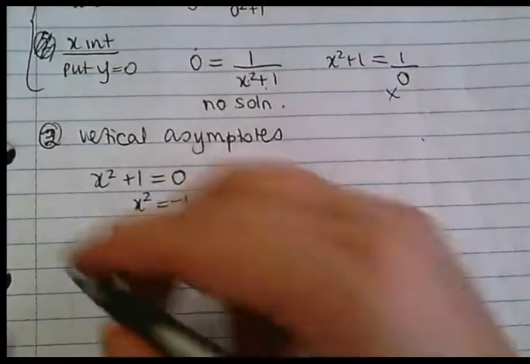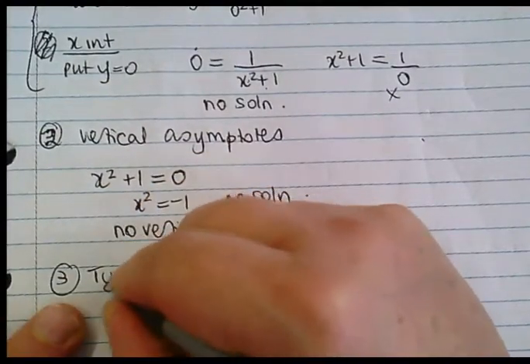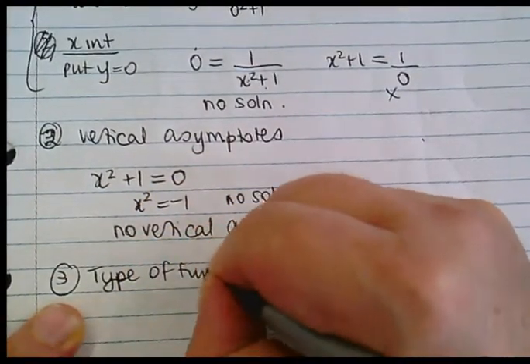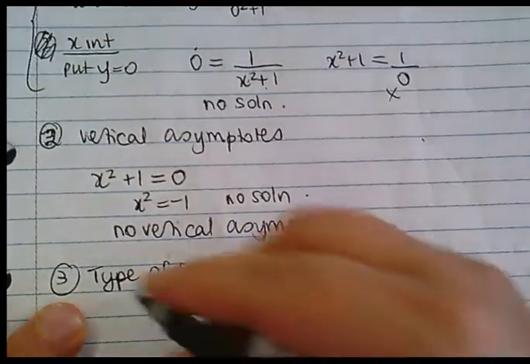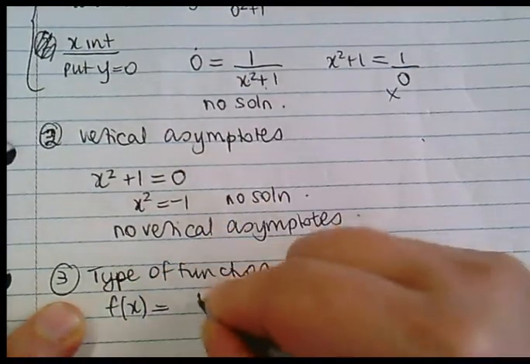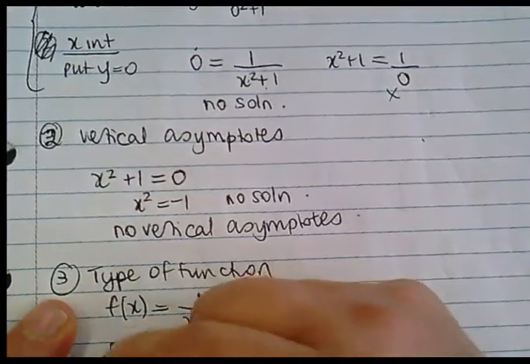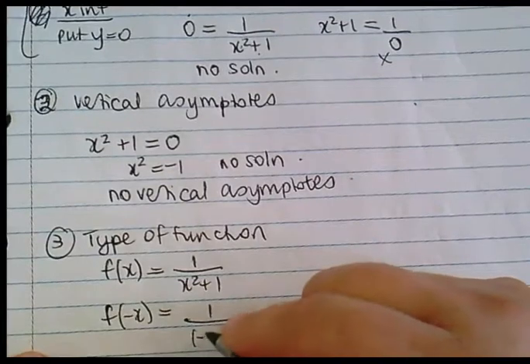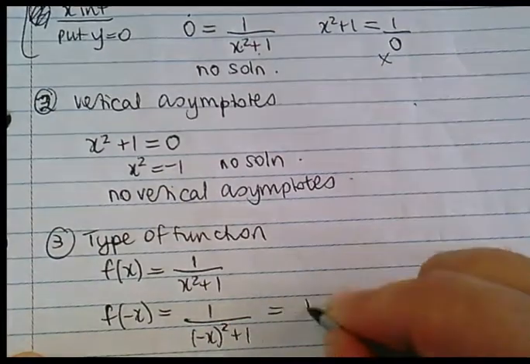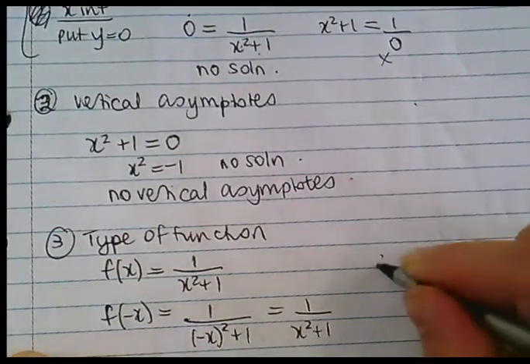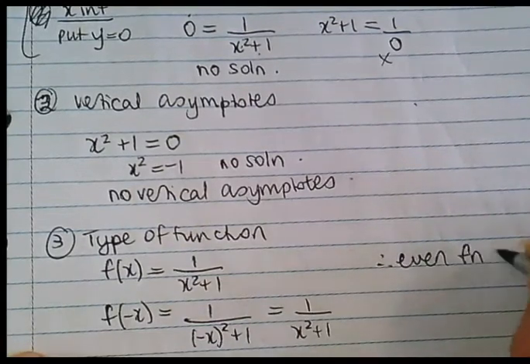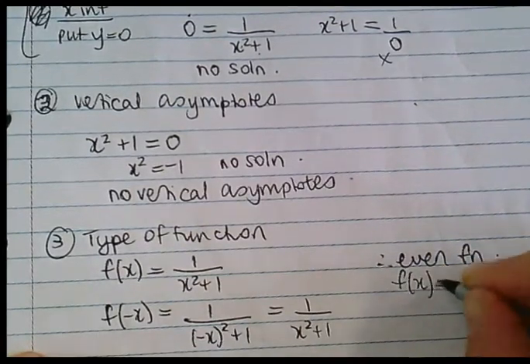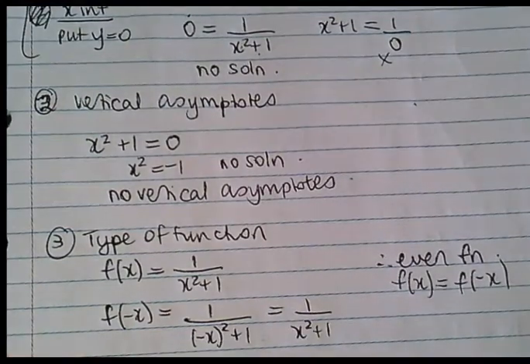So, no vertical asymptotes. Let's just look at the type of function. Is it odd or even? We've got the function f(x) equals 1 over x squared plus 1. And f(negative x) is, we can see, already going to be the same: 1 over negative x squared plus 1, which is 1 over x squared plus 1. Therefore, it's an even function, as f(x) equals f(negative x). And you say, great, I only need to sketch half of it and copy one side to the other.